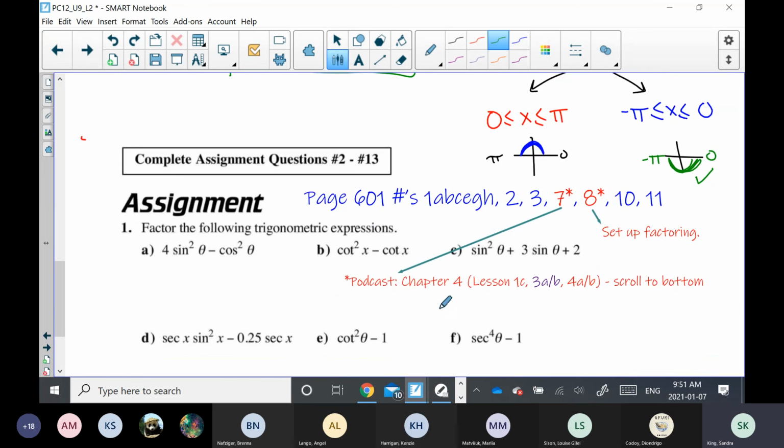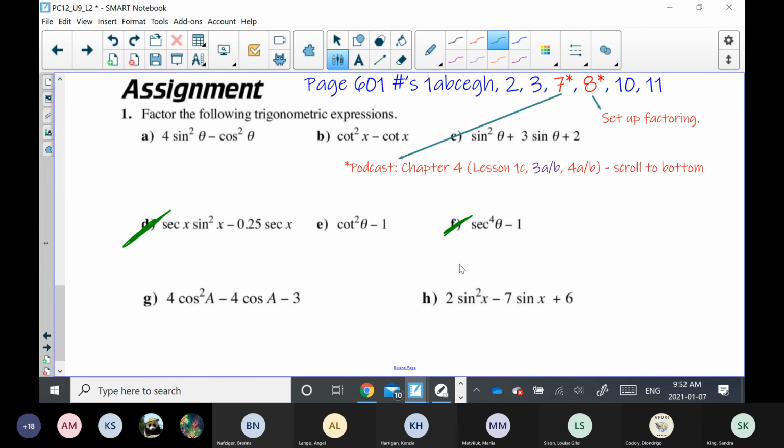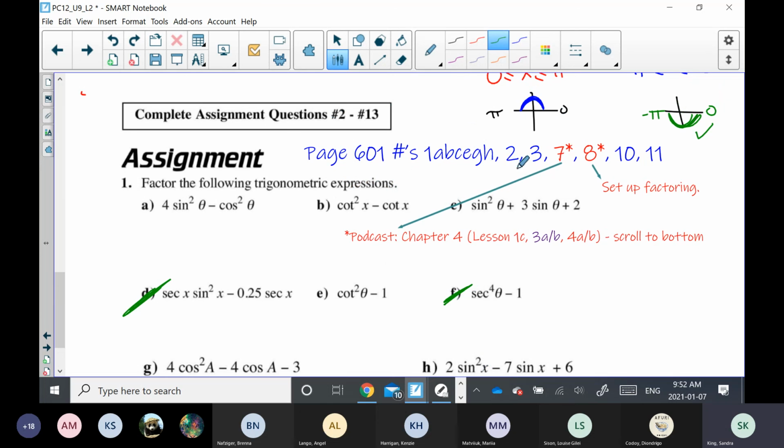Here is your homework. So your homework, if you want to start circling: basically everything on the first page, except you don't need to do D. So on this page here, you would not be doing D and you would not be doing F. You would do number 2, which I think is graphing calculator. And you do number 3.